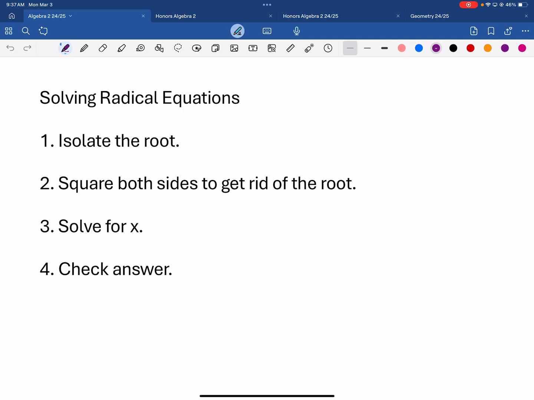If I had something like the square root of x equals negative 25, you've got a square root that's going to equal a negative, and that's not going to have a solution. You would find a value of x that looked like it worked, but it actually doesn't. So you always need to check the answer when you're solving radical equations. Again, the four steps: isolate the root, meaning get it on its own side and everything else on the other side; square both sides to get rid of the roots; solve; and check the answers.